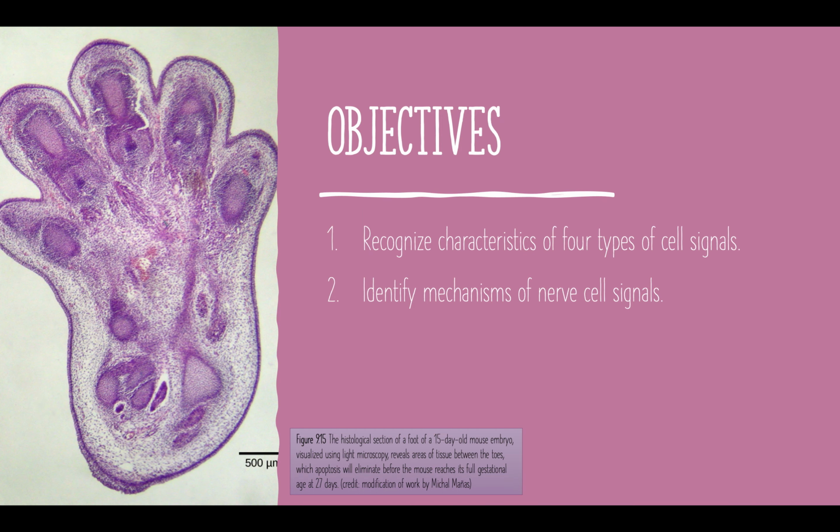So this slide breaks down our objectives for this PowerPoint. The first is to recognize characteristics of the 4 cell types of cell signaling that we're going to cover. And then the second is to identify mechanisms of nerve cell signals, which we don't dig into a ton, but at the very end I kind of tell you what they want you to know from this PowerPoint in that aspect.